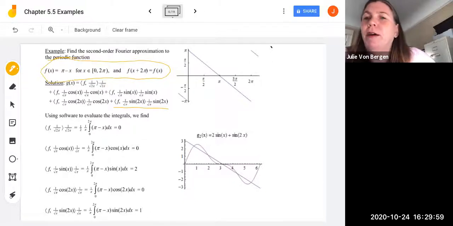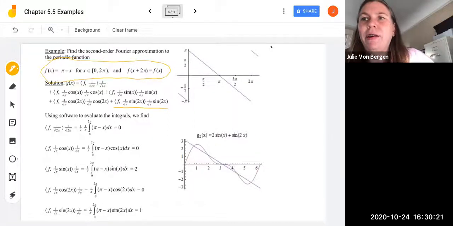All right, so we're going to use software to evaluate the integrals. So I've put the values in here. You can double check using Wolfram Alpha or GeoGebra, I believe, or potentially your graphing calculator could do this, although it might be a little bit messy for a TI. And so we get 0, 0, 2, 0, and 1.